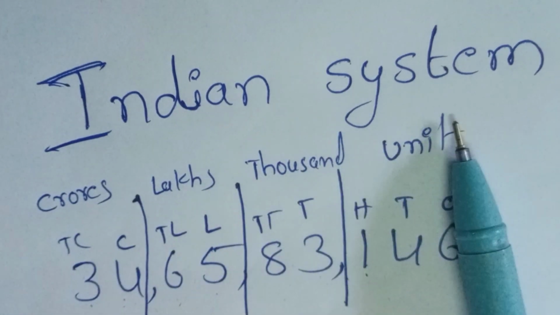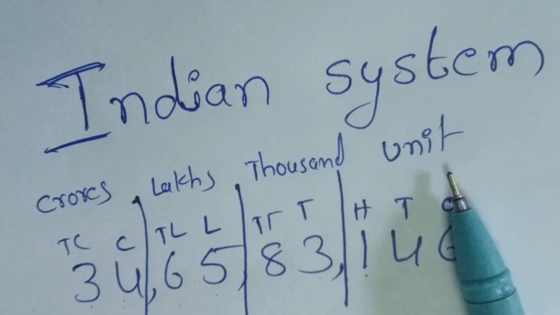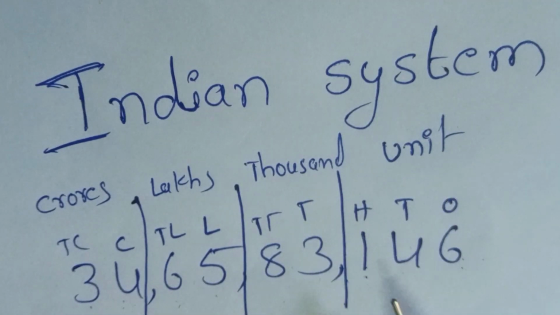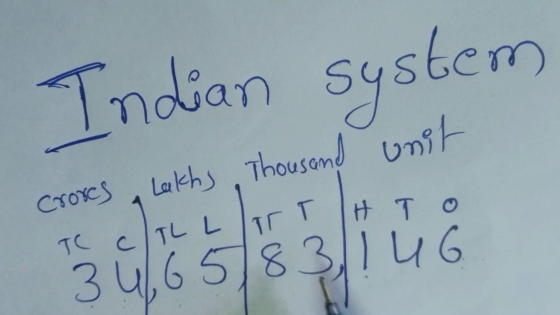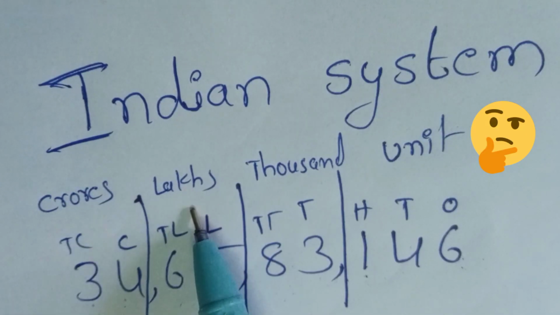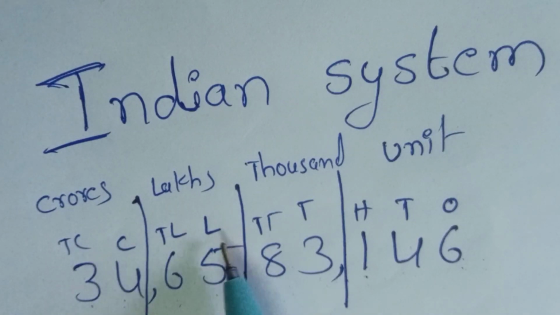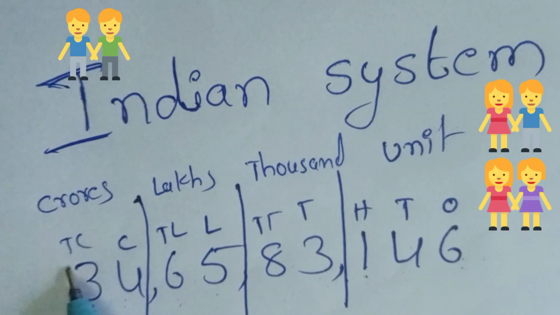This is the Indian system. In the Indian system, the first period is the unit period. In this, three digits are there: ones, tens, hundreds. This is the unit period. Next is the thousand period. In the thousand period, two digits are there: 1000, 10,000. Then the lakh period: lakh, 10 lakh. Next, the crore period: crore, 10 crore.